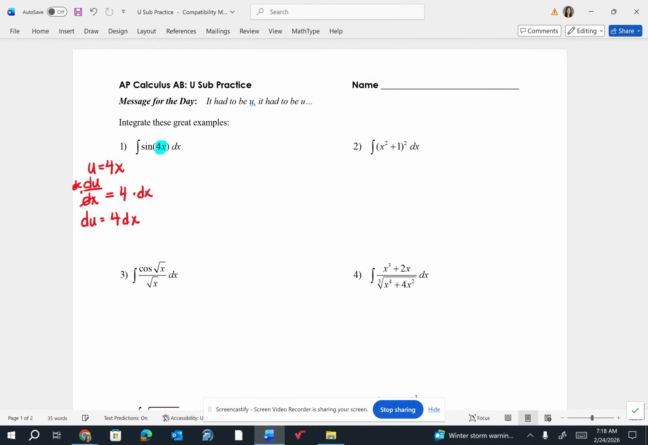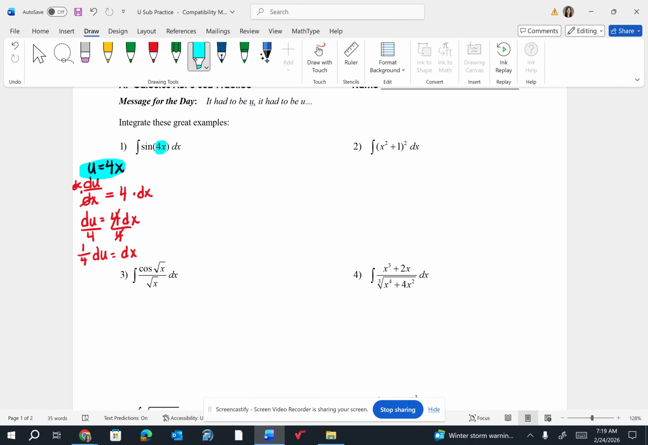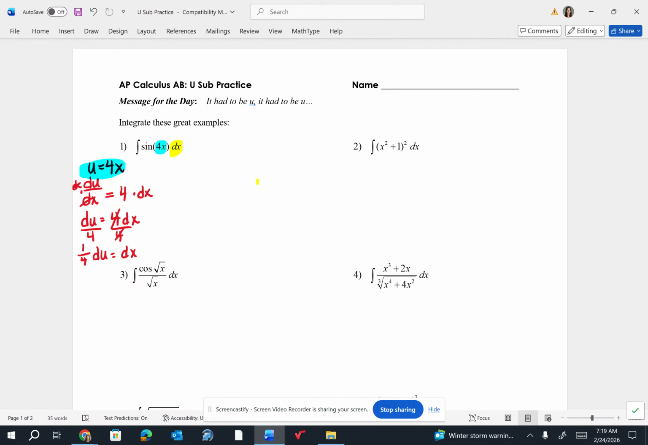We start like that, and then we look back at the original problem and say, is there a 4 dx in the problem that we want to substitute? And if not, then we can do some rearranging. I see that there's only a dx, not a 4 dx. So I'm going to divide both sides by 4. And then I think it's easier, instead of looking at this as du over 4, to look at it as 1/4 du equals dx. So the u is what I'm going to substitute in for 4x. And then I also have dx is 1/4 du.